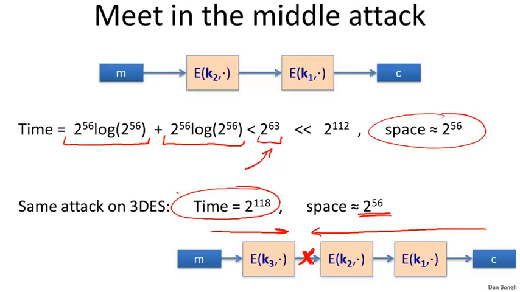But 2 to the 112 is a large enough number, so triple DES, as far as we know, is sufficiently secure. I should mention that triple DES is actually a NIST standard, and so triple DES is used quite a bit, and in fact, DES should never, ever be used. If for some reason you're forced to use some version of DES, use triple DES, not DES.